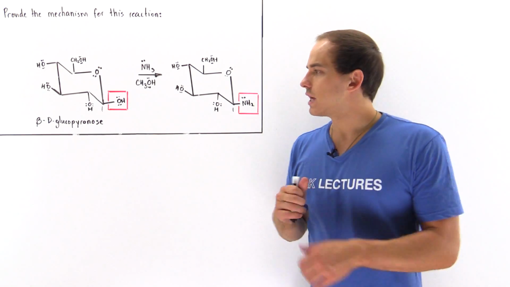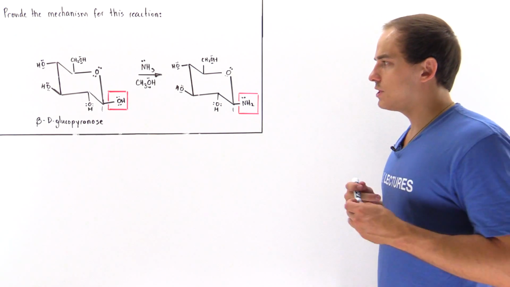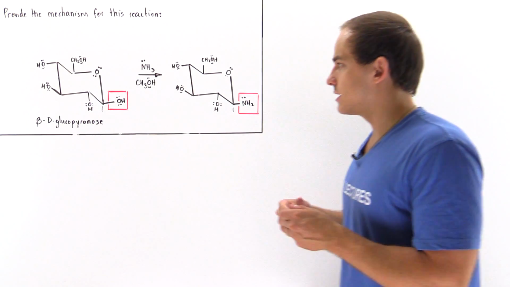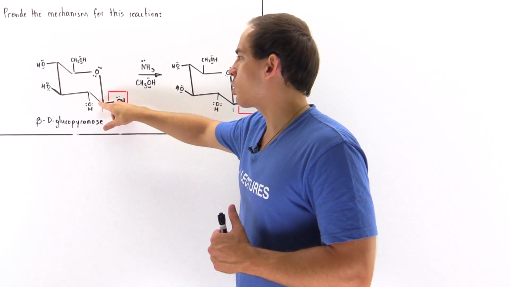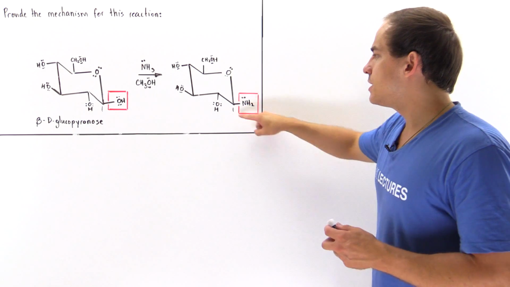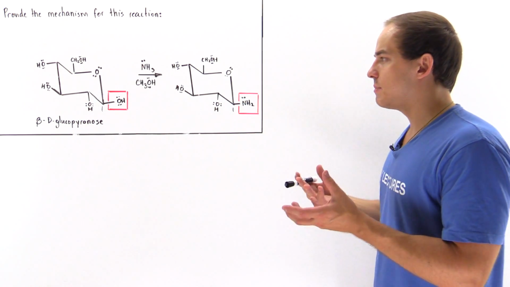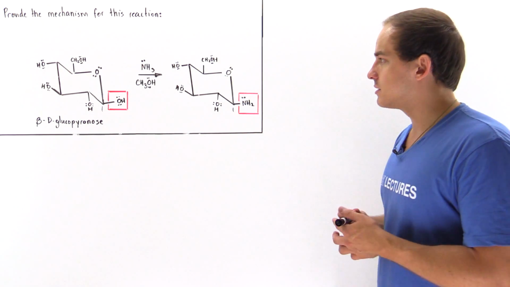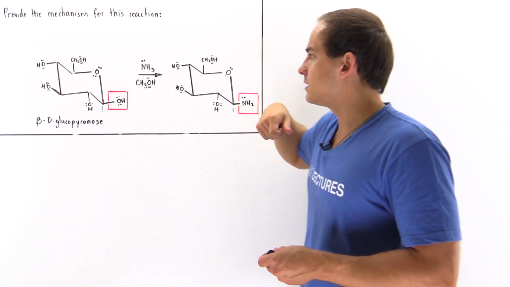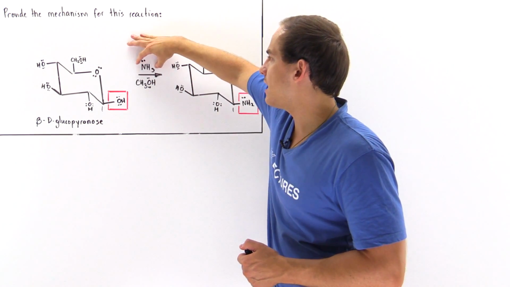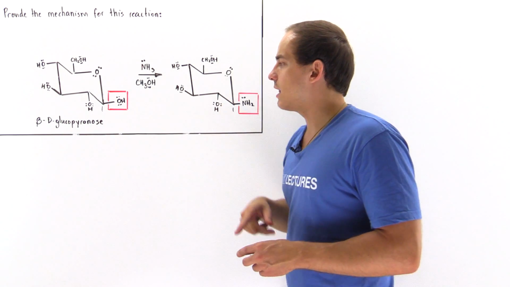So let's take a look at the following reaction in which we're basically replacing the hydroxyl group attached to our anomeric carbon, carbon 1, with this amine group. So we want to develop the reaction mechanism by which this reaction takes place under basic conditions. So we have our amine as well as our alcohol.